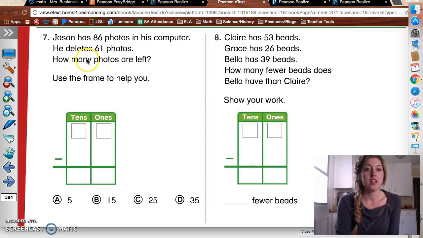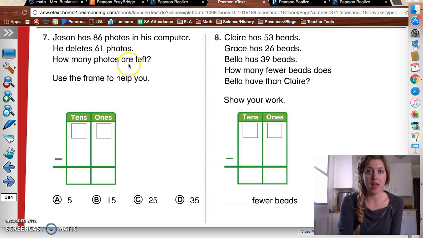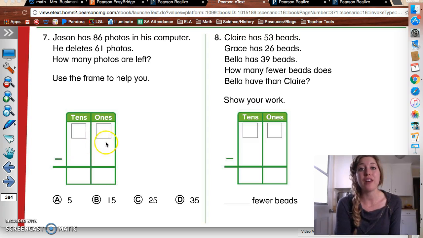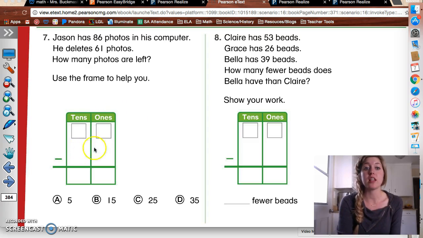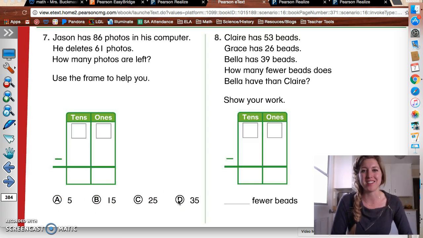Number 7. Jason has 86 photos in his computer. He deletes 61 photos. How many photos are left? Use the frame to help you. So even if you have another method that works great for you, you can do that on the side over here, but make sure that you also use the frame because that's what this problem is asking you to do. And then bubble in your answer. You can pause and solve.